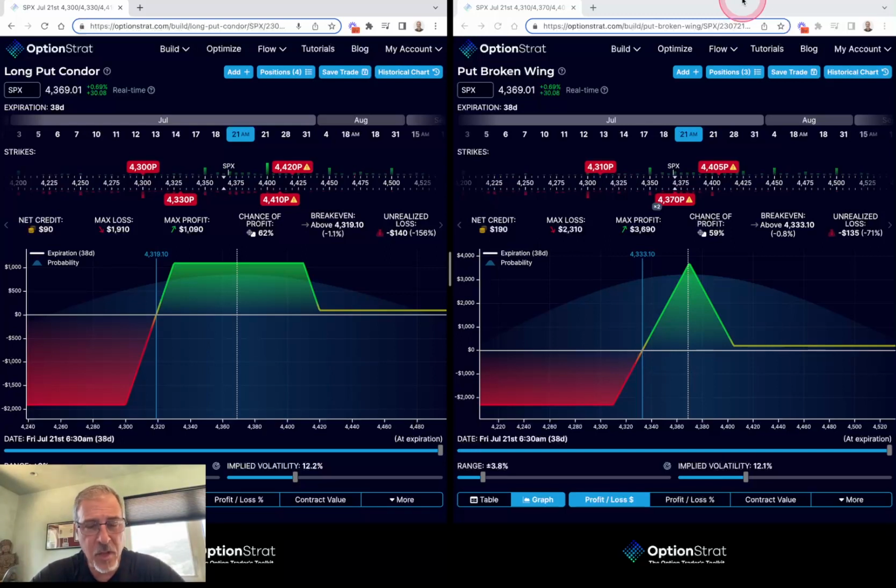So I think this should largely wrap up the comparison of all different types of butterflies to other butterfly trades, like we did a broken wing butterfly compared to a flat butterfly, etc. Today, I'm going to compare a broken wing butterfly.